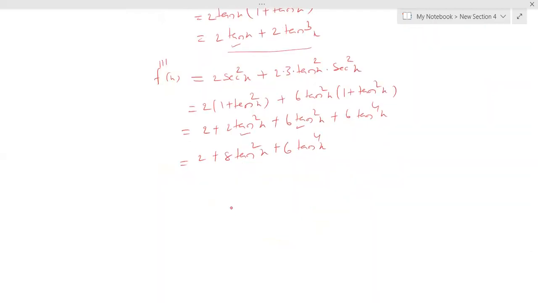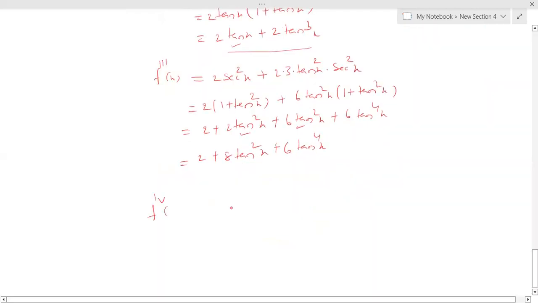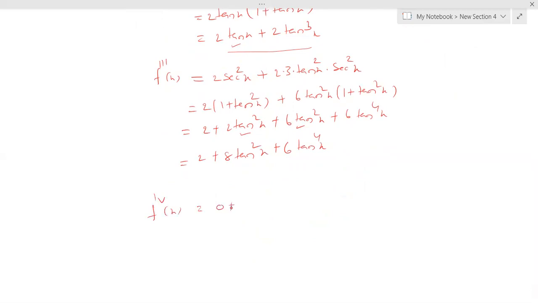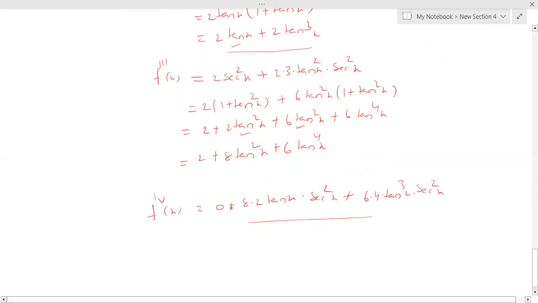Now the fourth derivative. The derivative of the first term is 0. The derivative of the second term is 8 into 2 into tan x into secant square x. The next term is 6 into 4 into tan cube x into the derivative of tan x, which is secant square x. No need to find further derivatives, so leave it in terms of whatever we get.